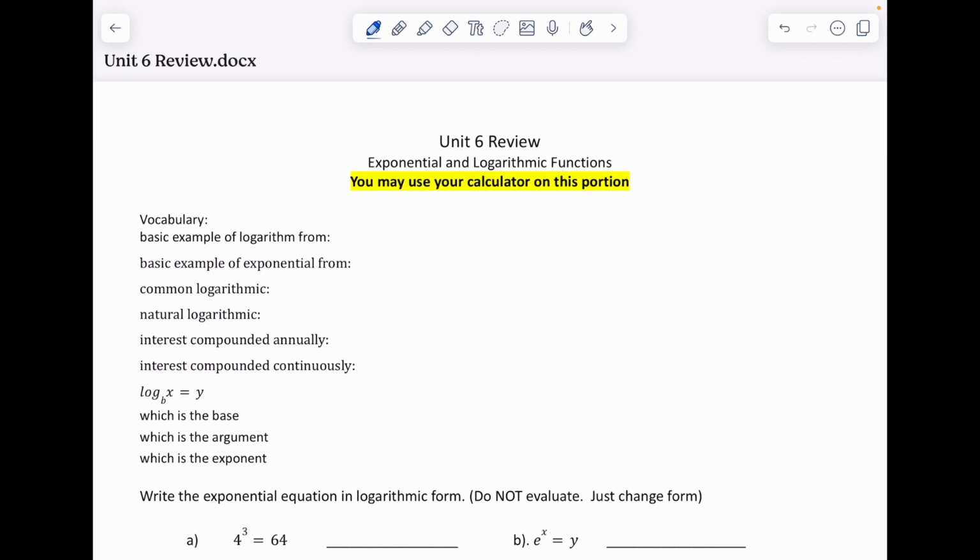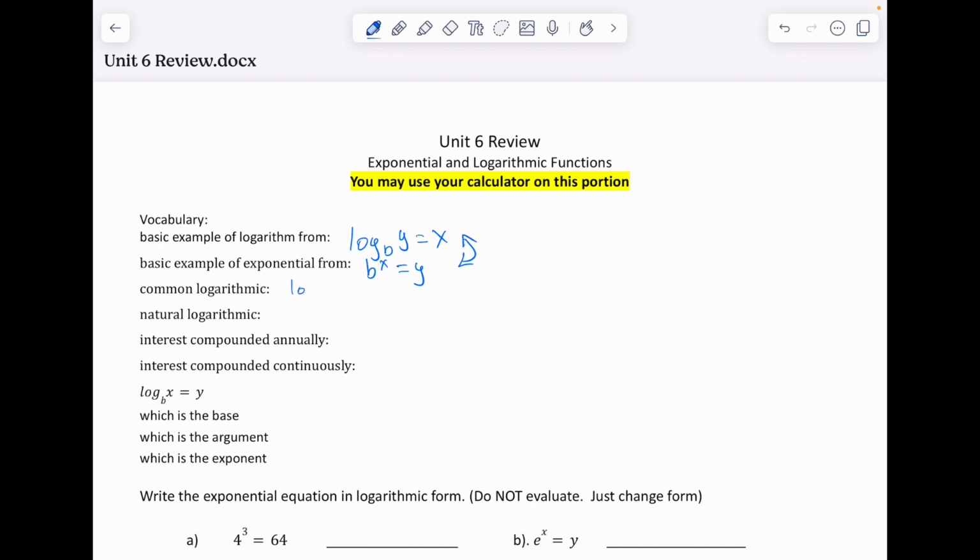Here we go. Starting off, let's go with some vocabulary. The basic example of a log form: we're just going to look at something that is log b of y equals x. The basic example of exponential form, if you were to take that conversion, would be b to the x power equals y. This is why they're related. You can convert from one to the other and back and forth.